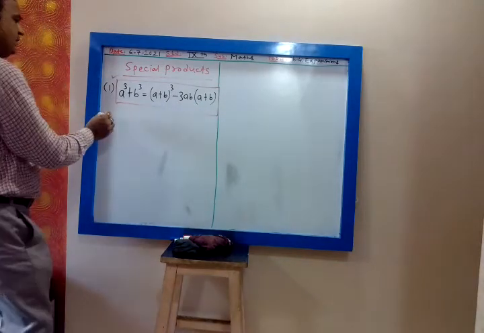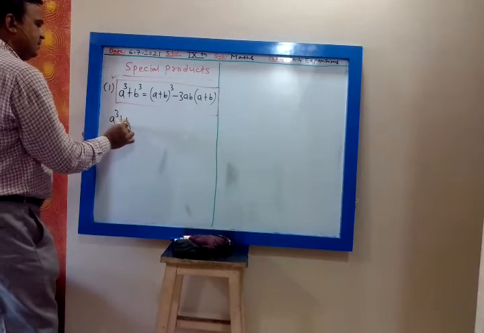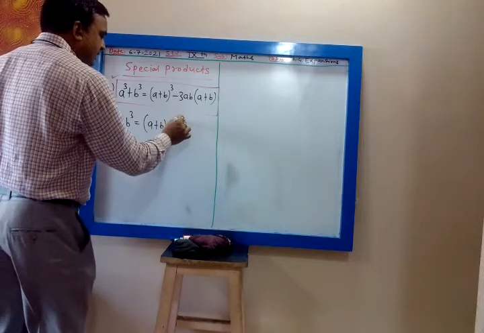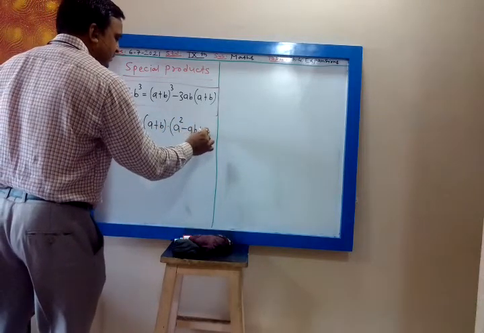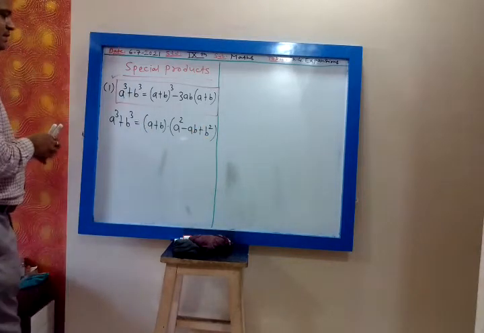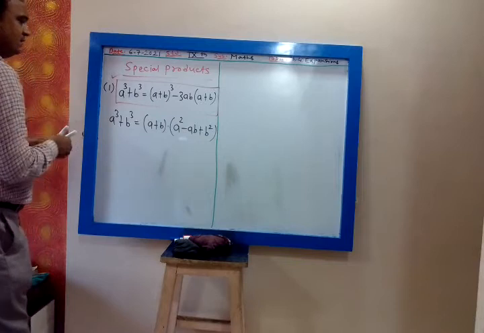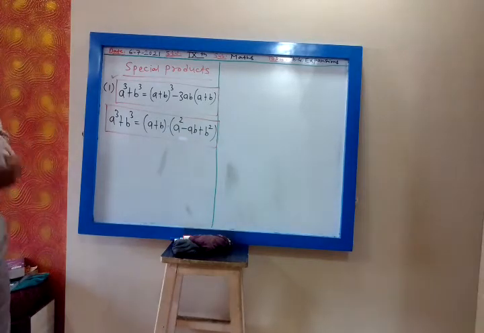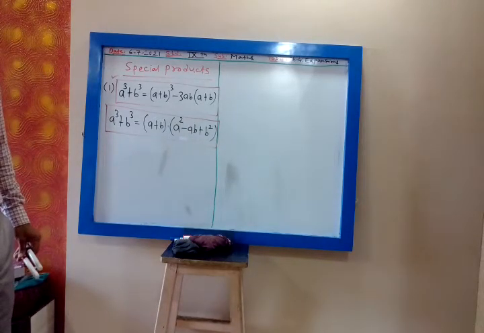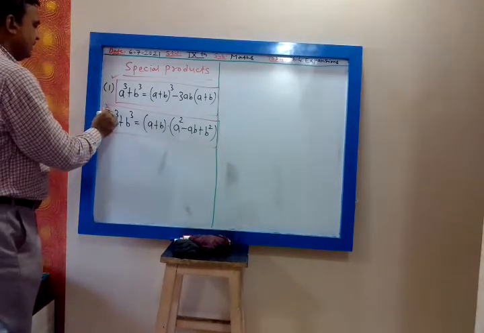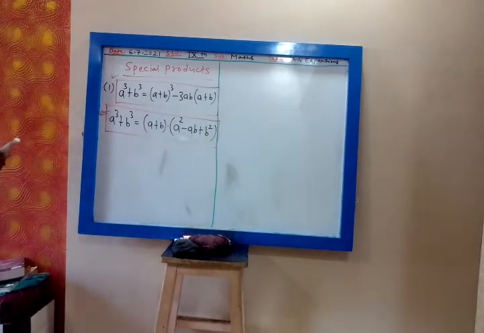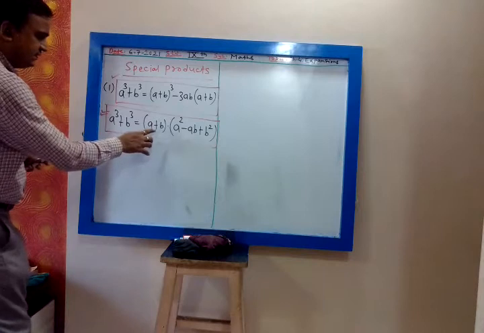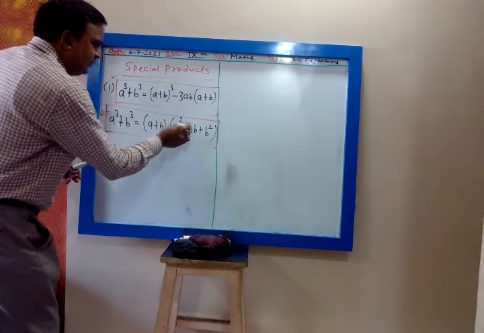Now there is one more formula for a cube plus b cube. a cube plus b cube, you can write (a plus b) into (a square minus ab plus b square). If it is plus, then between it is minus. That's all. So a cube plus b cube is (a plus b) into (a square minus ab plus b square). So there are two formulas. This I will be using in exercise 4e. If it is plus, in between it is minus. This you have to remember.